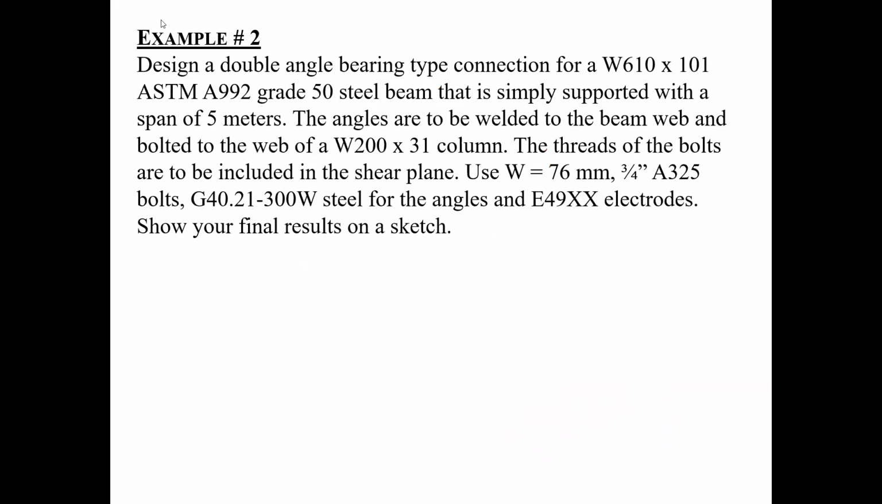the second one is going to be very similar. I'm going to go a little bit faster because it's going to be the same thing, except that here I'm telling you, design a double angle bearing type connection for a W610 by 101 that is simply supported with a span of 5 meters. Okay, so 610 by 101, 5 meters span.